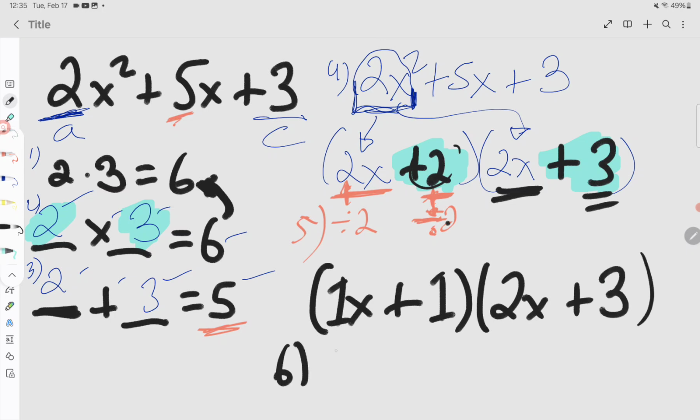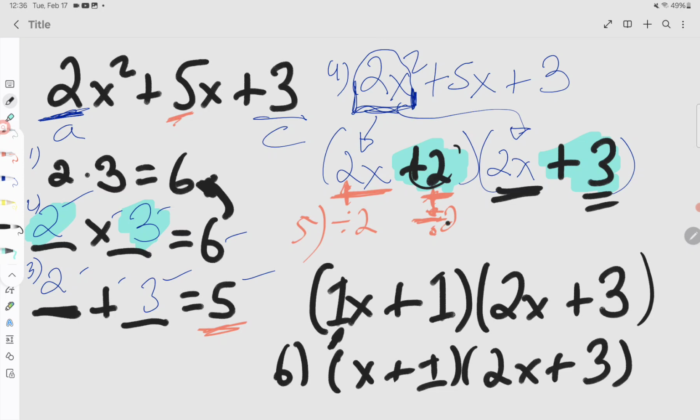Of course, conventionally, we don't write the explicit ones. Like this one here is not conventionally written. So you just put parentheses x plus 1 and then 2x plus 3. So this is called the lazy AC method. It's very effective if you have trouble with grouping and so on.